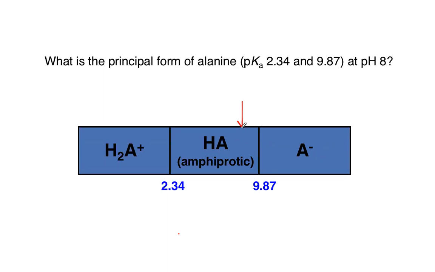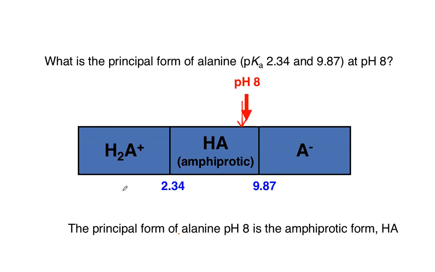So it's on the amphiprotic point. It's somewhere quite close to A-, a lot closer to A- than it is to H2A+, but we're most likely going to have the amphiprotic form as our predominant species. So the principal form of alanine at pH 8 is the amphiprotic form HA.